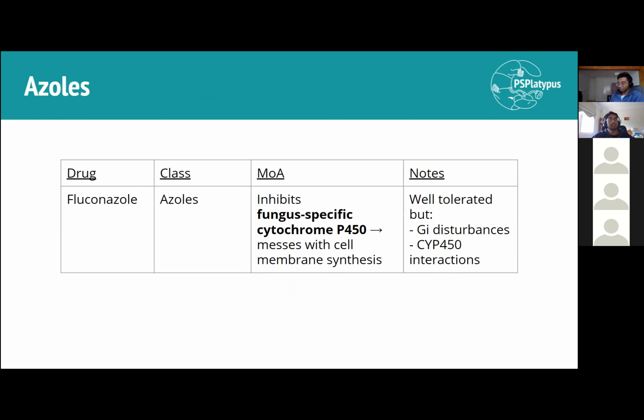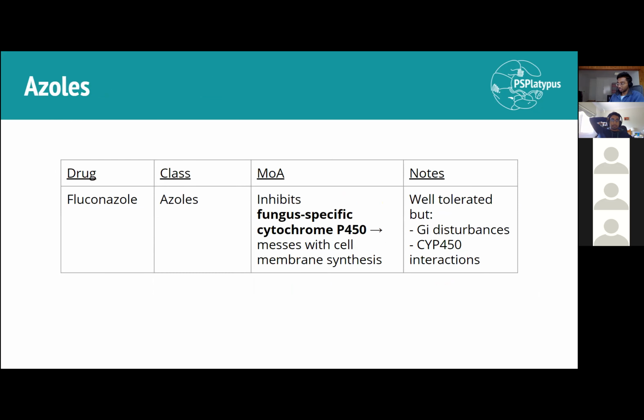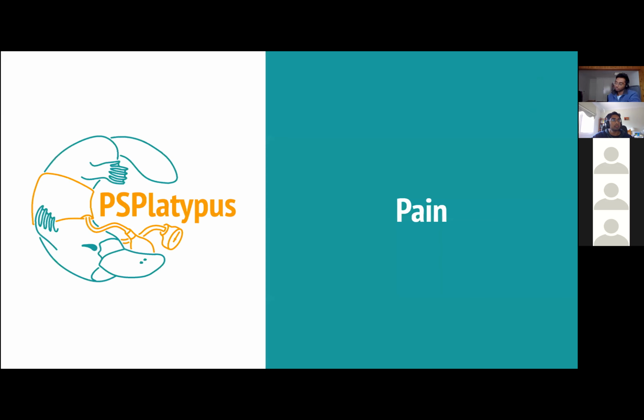The azoles, fluconazole, so this diagram again, ergosterol synthesis. It messes up the fungus-specific cytochrome P450, which is necessary for cell membrane synthesis, and it essentially breaks it. Generally, it's better tolerated than the other one, but still has cytochrome P450 interactions and GI disturbances. Okay, so that's the end of pharmacology stuff.